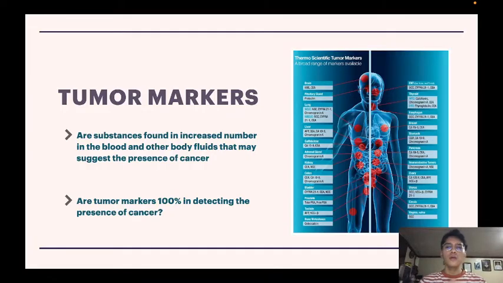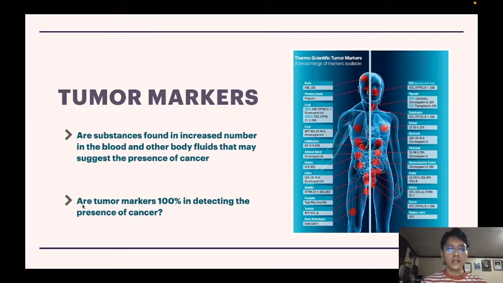Kuha ka lang ng blood, kuha ka lang ng body fluids, for example, saliva, for example, gastric fluid. So very accessible siya kasi hindi na natin kailangan, 'di ba, biopsy, kailangan natin tatanggal ng tissue from our body. And actually, we don't want that. We want na kung pwede, blood lang kasi dadami lang naman yung blood or body fluids lang, 'di ba? So that is why tumor markers are very indispensable in the detection of cancer. So it will suggest the presence of cancer.